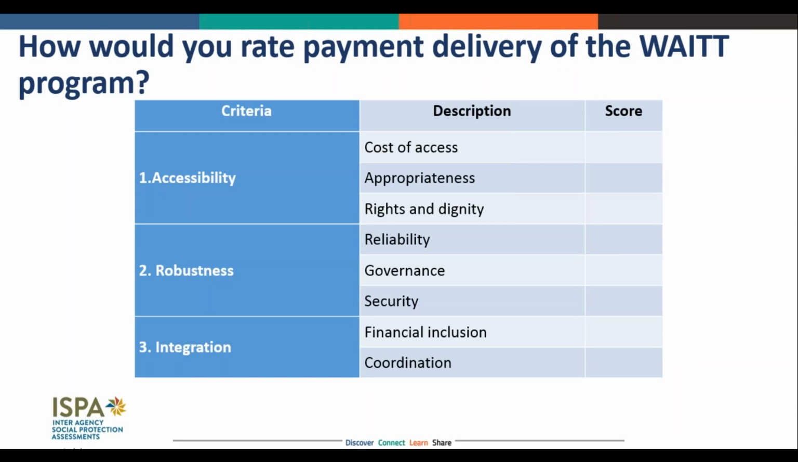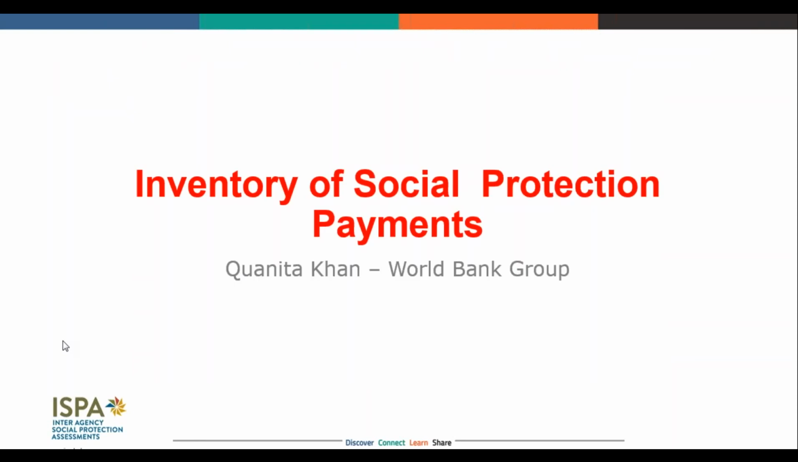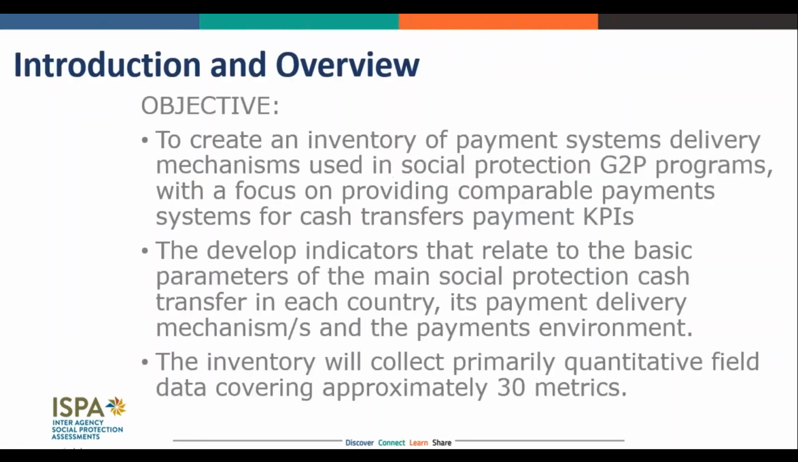So if we look at the score of the WAIT program, let's have a quick look at the scores. So on slide 21, we would say cost of access, this is cost of access for the beneficiaries, would score a 2, an emerging score. Appropriateness, effectively there really isn't enough information here in order to understand effectiveness of the appropriateness. Likewise with rights and dignity, I've scored 1 and 2, but there is insufficient information.